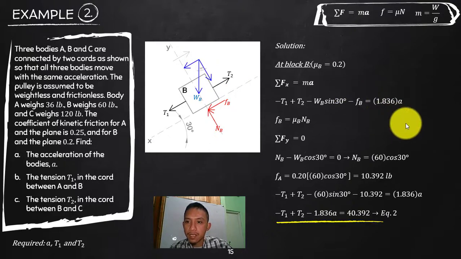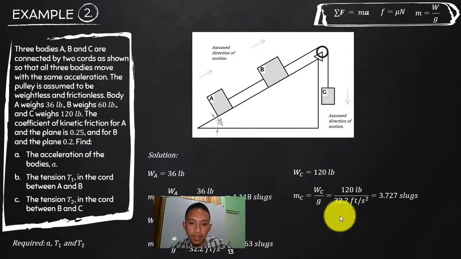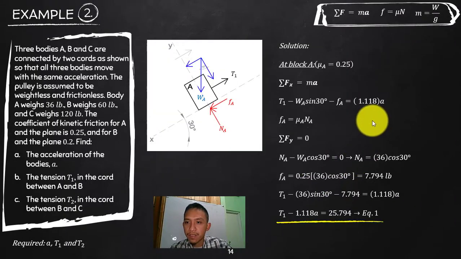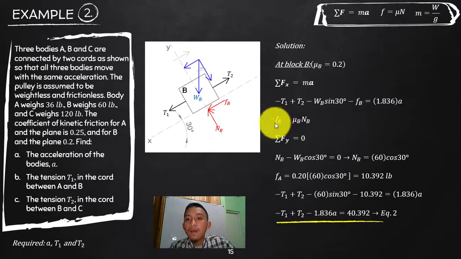And of course, mass B. Our mass there, we computed that one, 1.836. So that is 1.836 A. A is still unknown. So we need to know your friction, which is equal to mu N, and mu is 0.2, and then N, we need to compute that one by summating Y. So what are the forces in your Y?